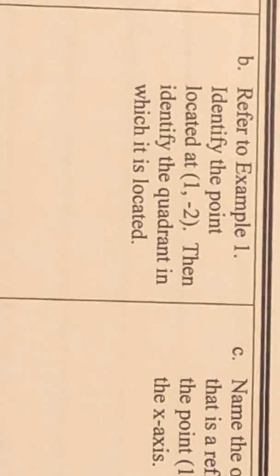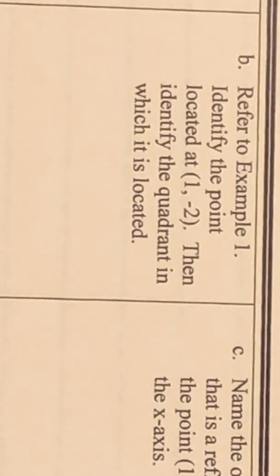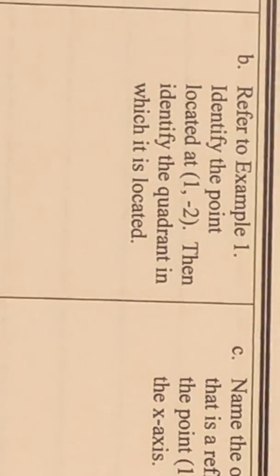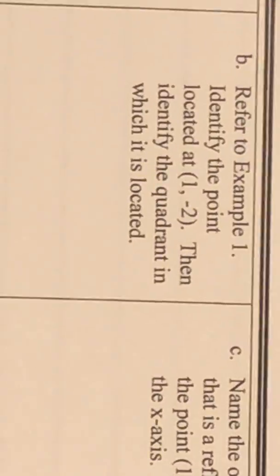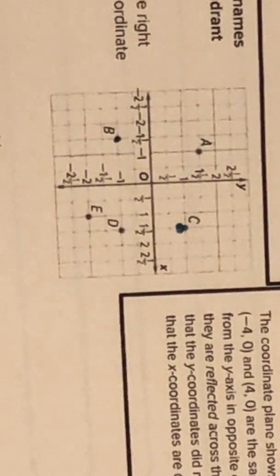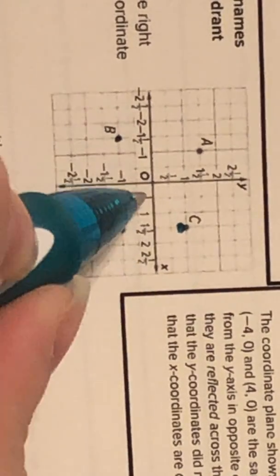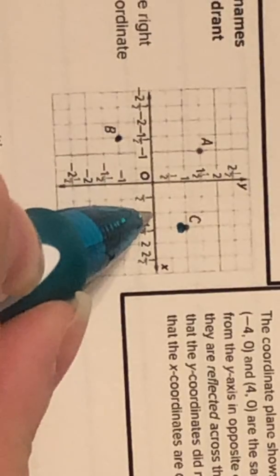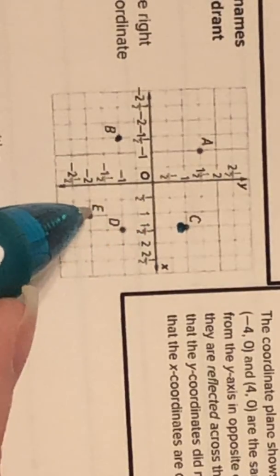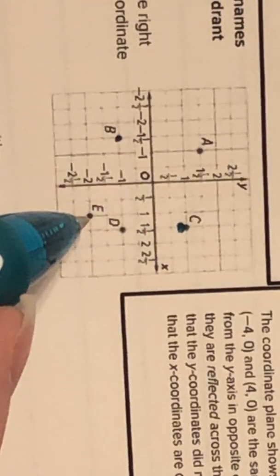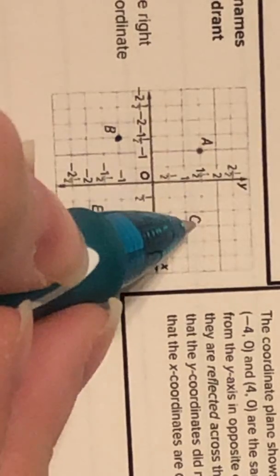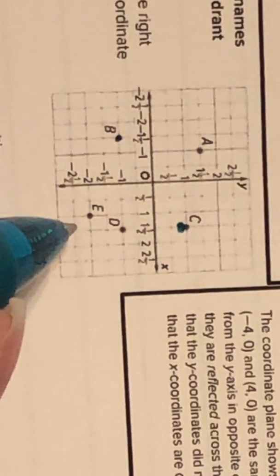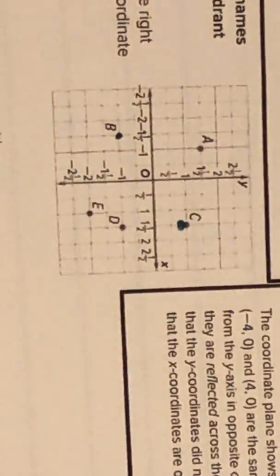Letter B says refer to example 1. Identify the point located on 1, negative 2. Then identify the quadrant in which it is located. So back to example 1. Go over to 1, which is right here. Then down to negative 2, which is point E. And E is located in 1, 2, 3, 4. The 4th quadrant.